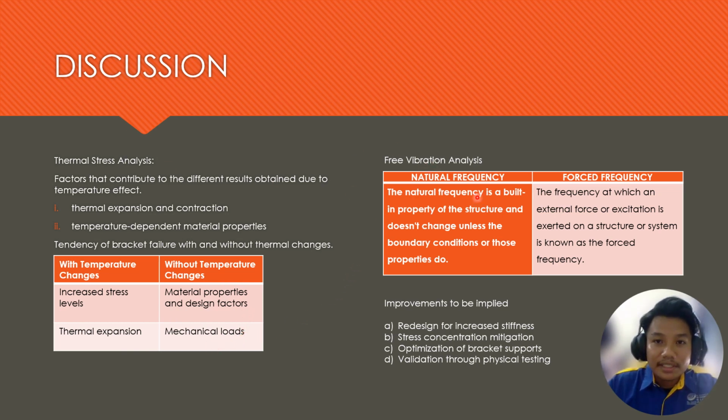As for the free vibration analysis, here we compare the natural frequency and the forced frequency, and we end up with these improvements that we could apply to increase the properties and structure of the bracket. These are the improvements we can apply: redesign for increased stiffness, stress concentration mitigation, optimization of bracket supports, and validation through physical testing.